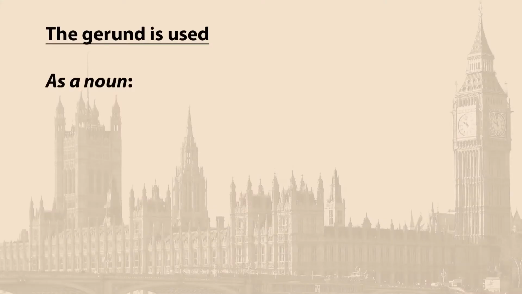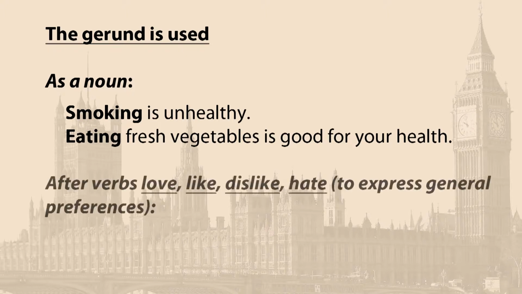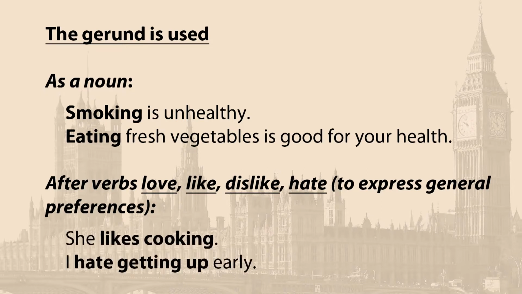Now we are going to discuss the functions of gerund in sentences. The gerund is used as a noun. For example, smoking is unhealthy. Eating fresh vegetables is good for your health. After verbs love, like, dislike, hate, to express general preferences, we use gerund as an object. For example, she likes cooking. I hate getting up early.